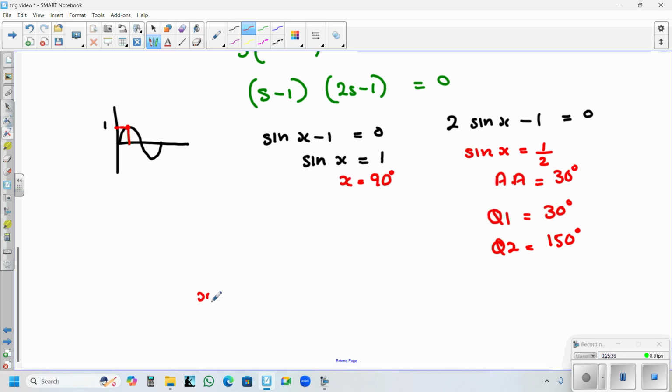So that one then gives me a set of solutions of 30 degrees, put them in order, 90 degrees, and 150 degrees. Now, don't worry, if you don't put them in the correct order, you'll still get your marks as long as all your working is correct up to that point.